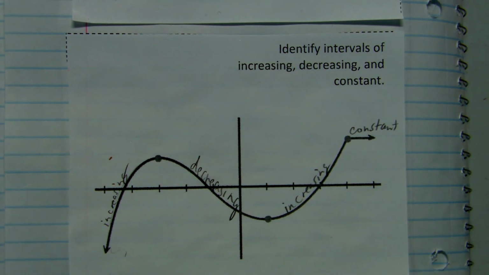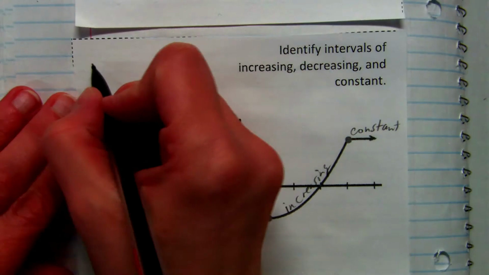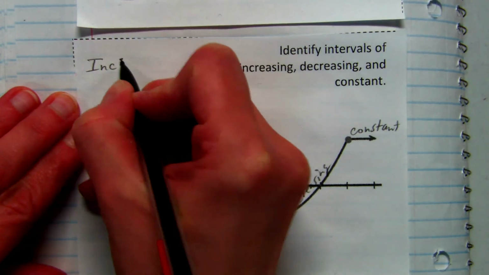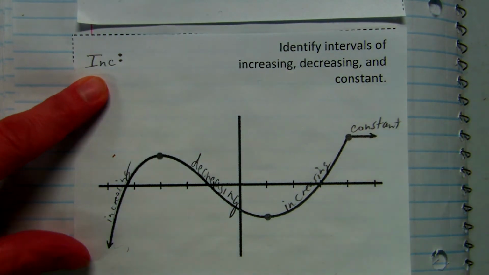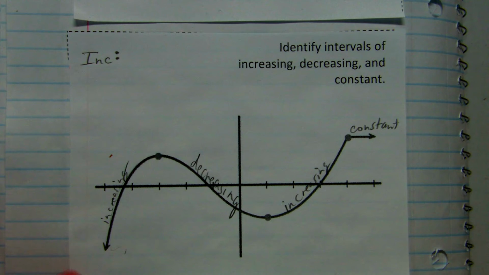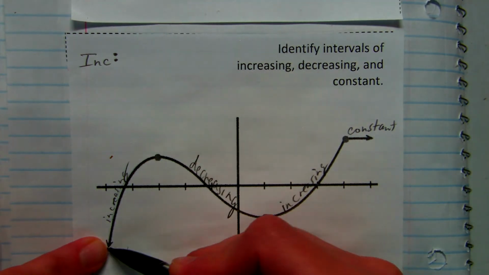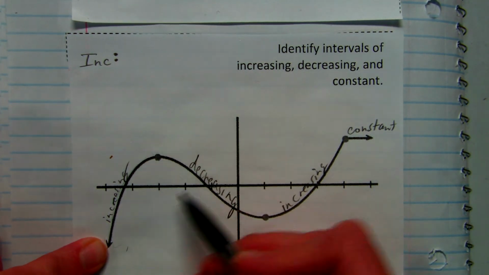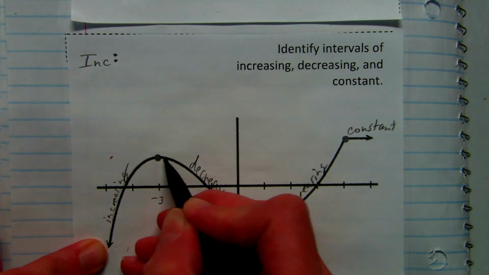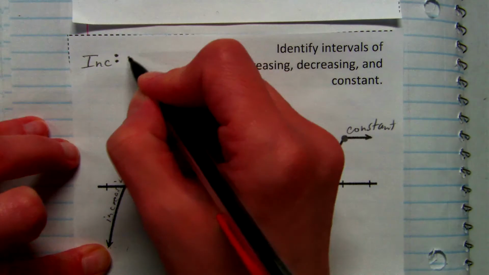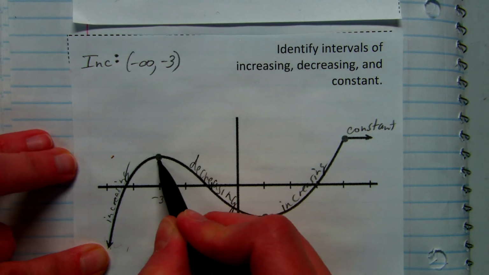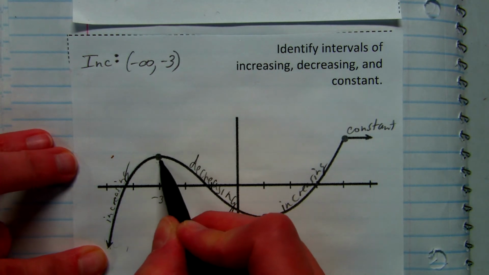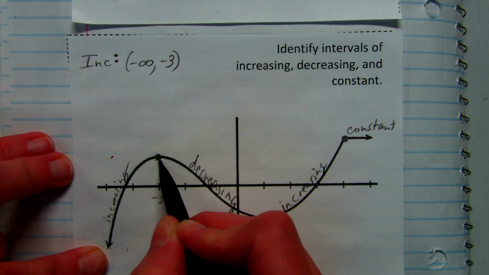Then the part that's a little bit more difficult is actually writing out the intervals where it's increasing, decreasing, and constant. So what you're actually going to write down is increasing, or I abbreviated INC for increasing. And I'm going to take all of the increasing pieces and write them as an interval. So this increasing piece goes from negative infinity up to here, which is -3. So from negative infinity to -3, it's increasing. And we use parentheses for each of these intervals because at the end, it's sort of in that U-turn where it's changing. So that point is not increasing or decreasing.